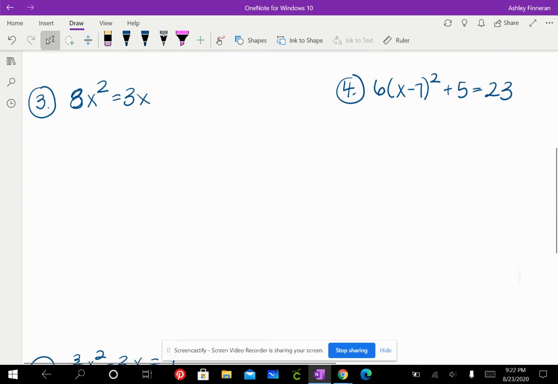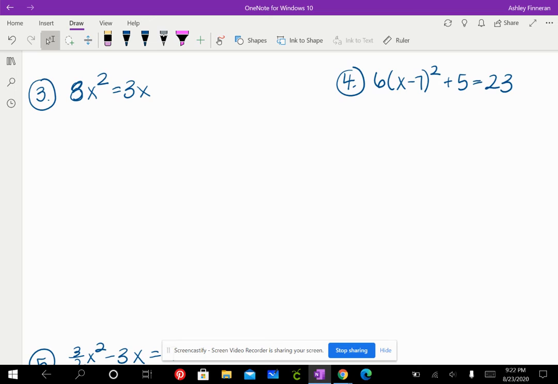All right, number 3, huge pet peeve of mine. You are not allowed to divide by x when you are solving an equation. You can divide by a number. You may not divide by x. This is a quadratic. You should expect 2 solutions. With quadratics, when we're expanded, we tend to set it equal to 0. You should do that. Then take out your greatest common factor.